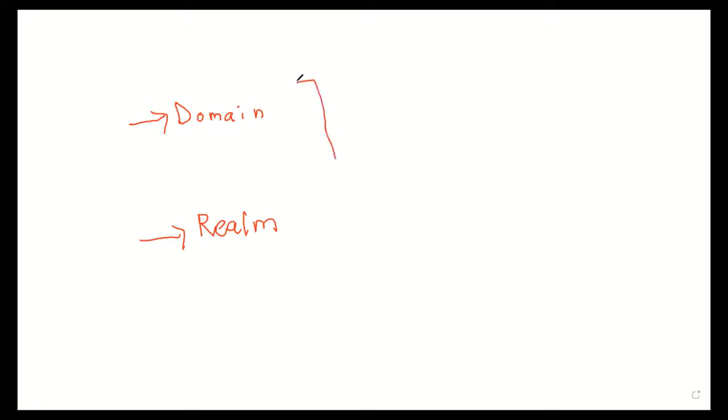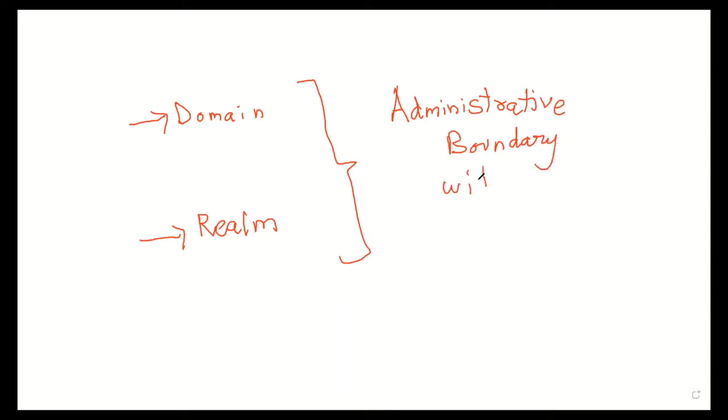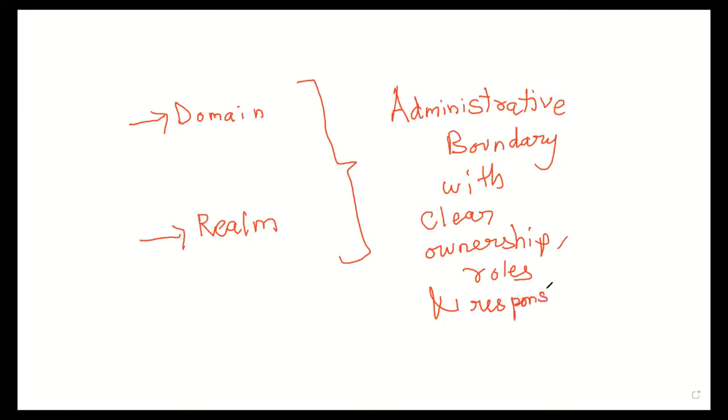What does that mean? It means an administrative crisp boundary, right? Administrative boundary, basically that's what it is. With clear ownership, and clear roles and definitions attached to that ownership, roles, and definitions of responsibilities. That is what it is.